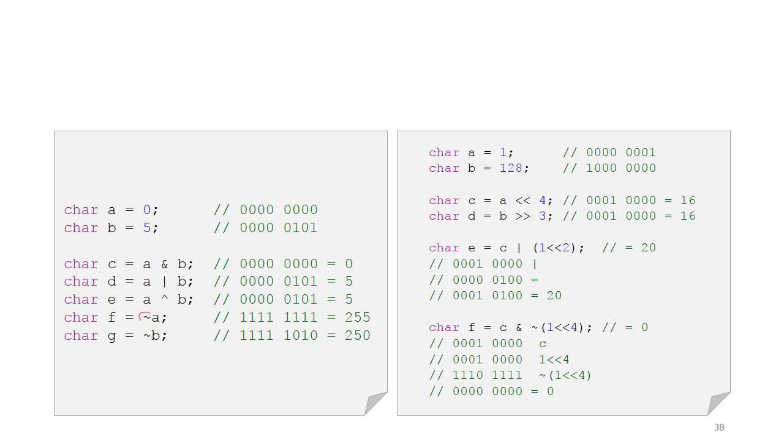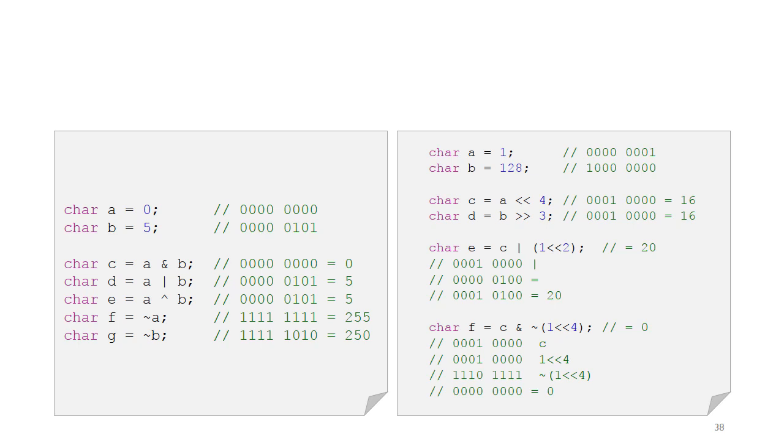Then this is a bitwise NOT operator, so this is where we just invert all the bits. A, for a char, is 8 bits, so we've got 8 zeros, so we'll end up with 8 ones, which gives us a value 255 in decimal. And then NOT b, we just invert all these bits, and that's equivalent to 250 in decimal. So that's showing some bitwise operators.